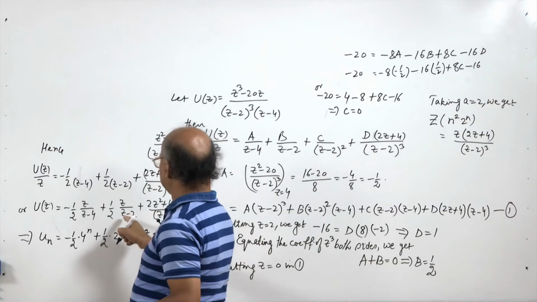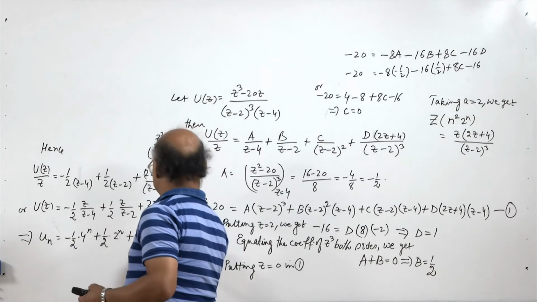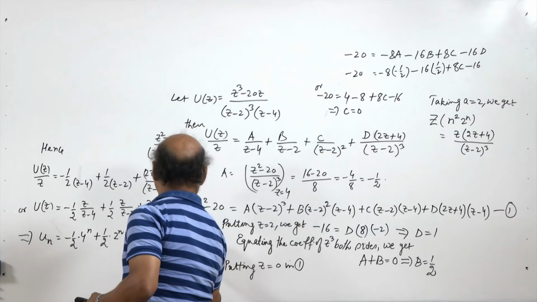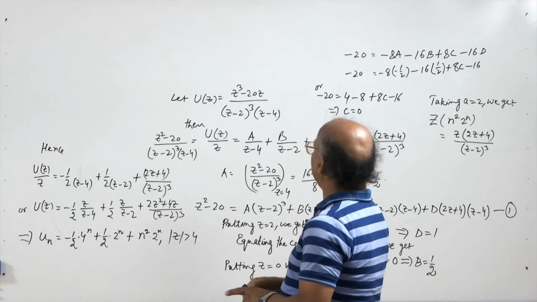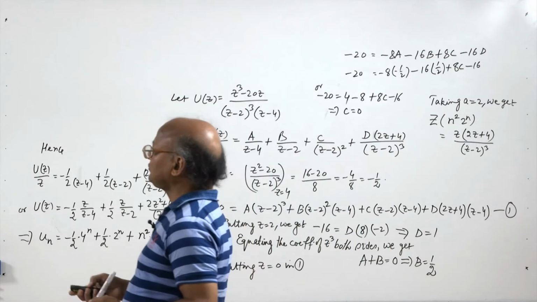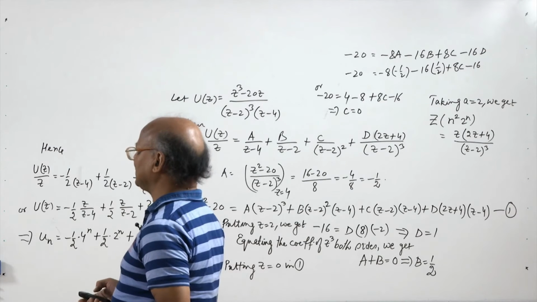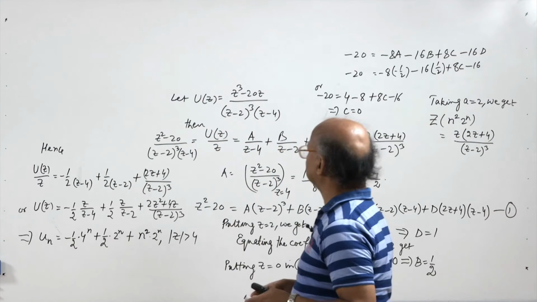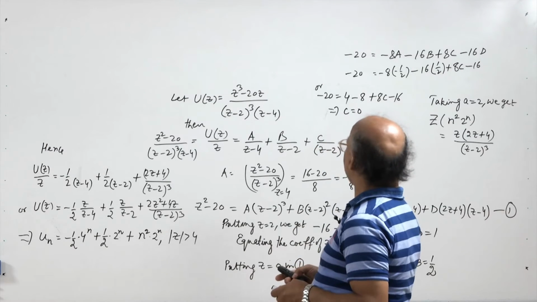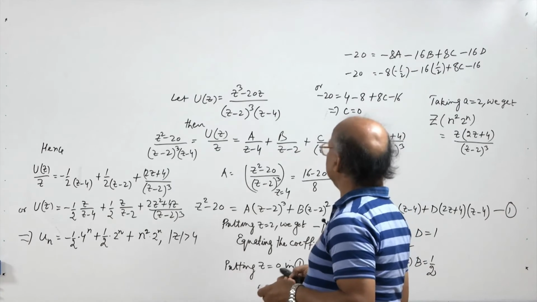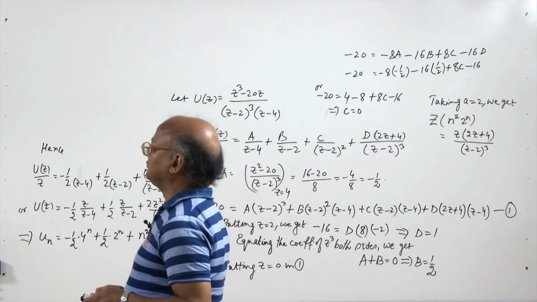And for these transforms, mod of z is greater than 2, but here mod of z is greater than 4. So, we will take mod of z greater than 4 for the common region. So, this is the inverse z transform of z cube minus 20z over z minus 2 to the power 3 over z minus 4. So, while writing the partial fractions of U(z) by z, we have to write them in such a way that while inverting we get the standard sequences. So, standard results we will have to use.